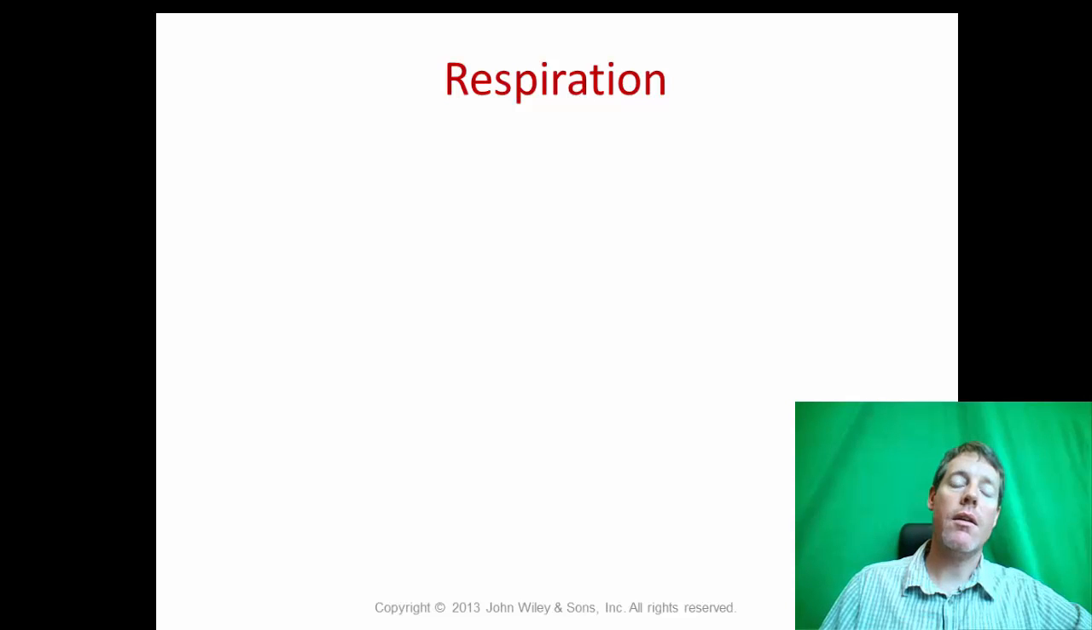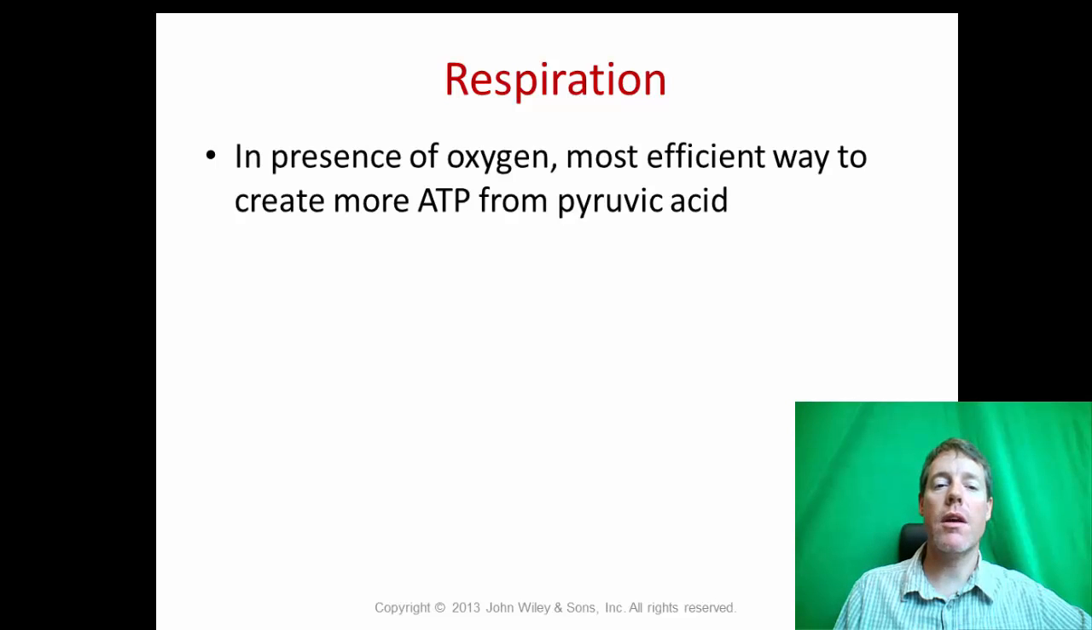So, I mentioned that we're not done with that pyruvic acid. Pyruvic acid is one of the byproducts of glycolysis, and lots of energy can still be extracted from the pyruvic acid. We don't just end up with those small numbers of ATP that we mentioned on the previous slide. In the presence of oxygen, a really efficient way to create more ATP from pyruvic acid is via cellular respiration.